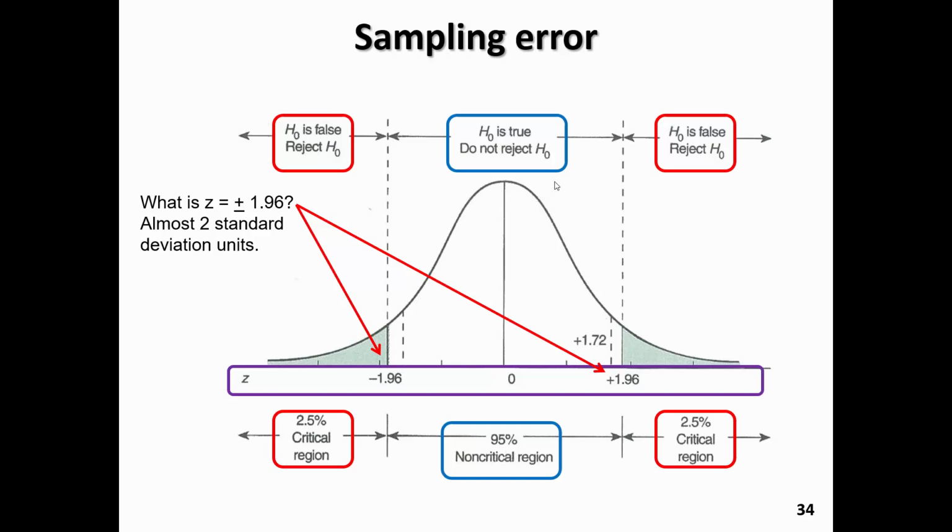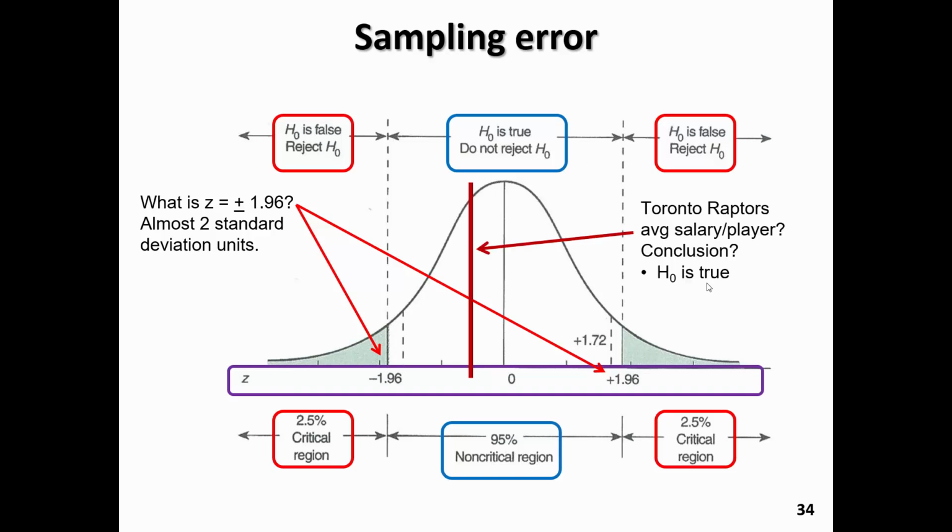So we can never say we're 100% confident, but we are 95% confident that our data here, the Toronto Raptors average salary, falls within the 95% confidence region, and it's negative 0.63, indicating that the Toronto Raptors average salary is less than the population average. The population average in z units would be 0.